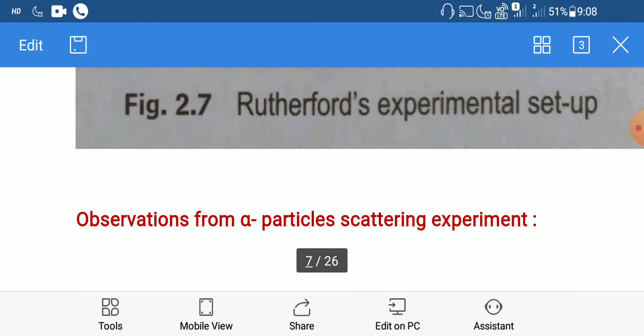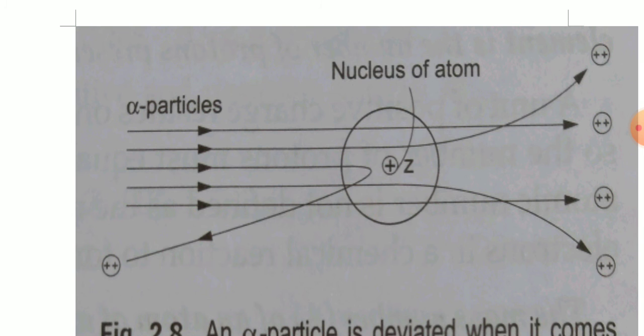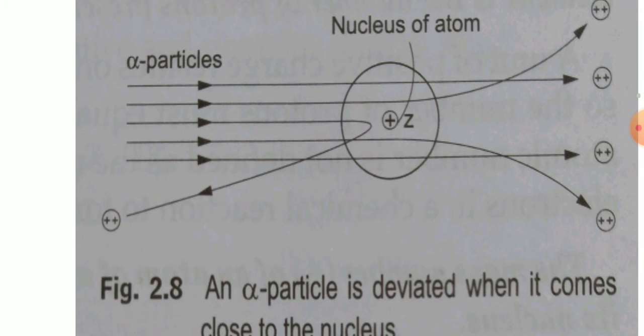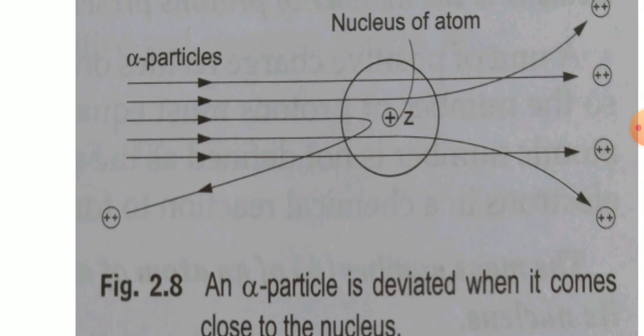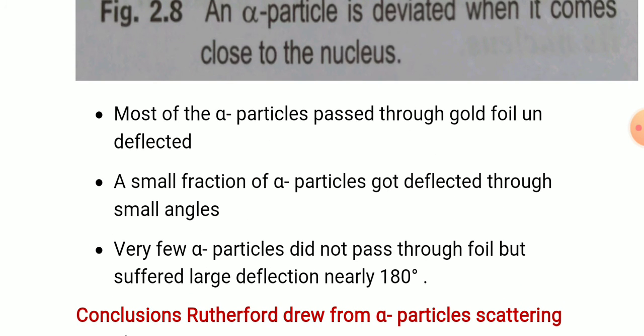So, observation of the alpha particle experiment: you have to first see Figure 2.8. An alpha particle is deviated when it comes close to the nucleus, and most alpha particles pass through the thin gold foil, or pass through the atoms present in the thin gold foil.